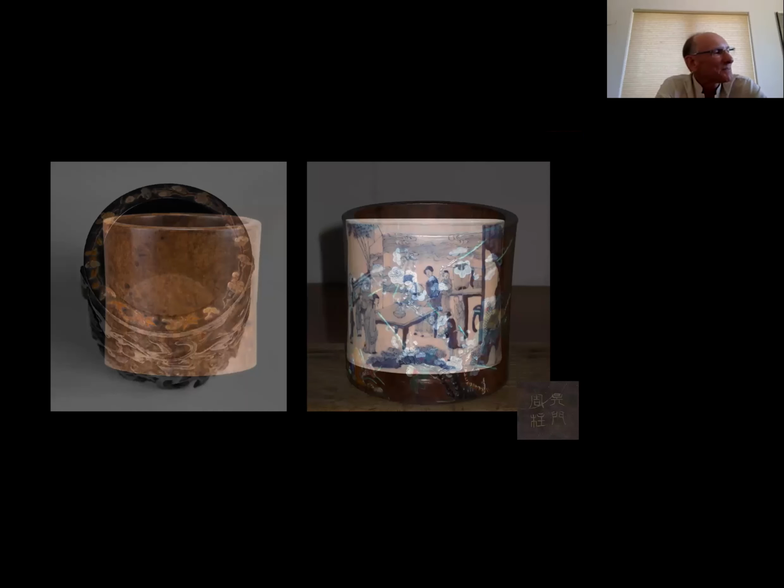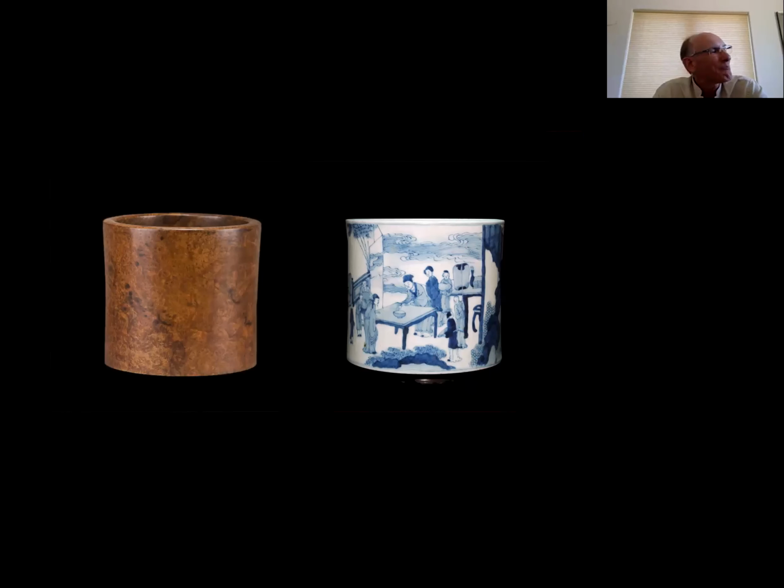Of course, brush pots made of burl wood were also quite popular, with this beautiful grain being exposed in the plain surface. And then during the Kangxi period, the transitional late Ming to Kangxi period, you see a lot of blue and white porcelain brush pots produced. You can also see how similar the forms are. You take away the decoration, and you basically have these simple, elegant forms with the very subtly waisted shape.